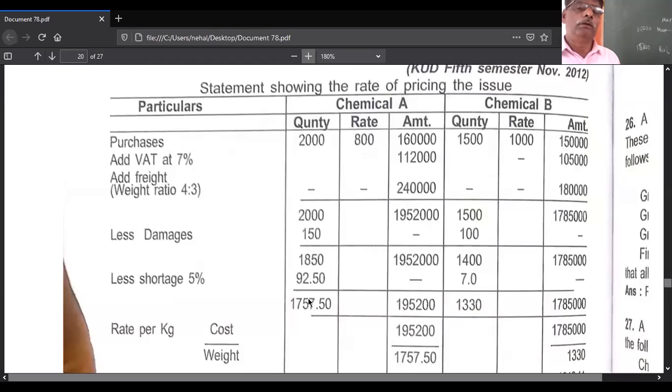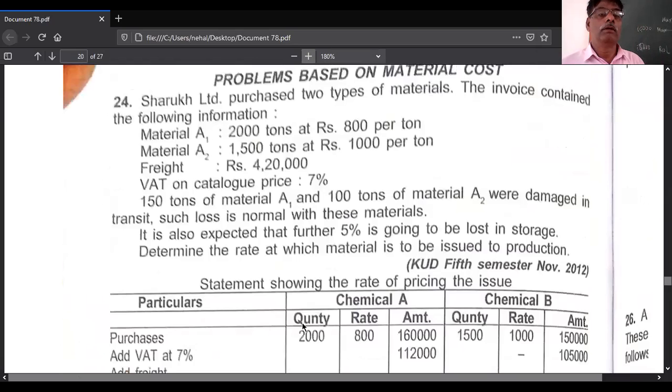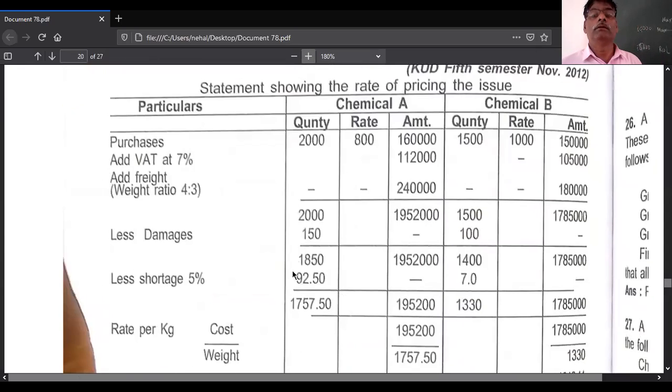This question is solved by them. Purchase price, quantity, chemical A, chemical B. He has given chemical A, chemical B. It is not chemical A, chemical B. What is the question? Material A1 is first, material A2 is second. In A1 you make only 2 columns, quantity and amount. 3 columns will not look good. One column for quantity, another for amount. In the same way, in material A2, quantity and amount. You don't make the rate column.